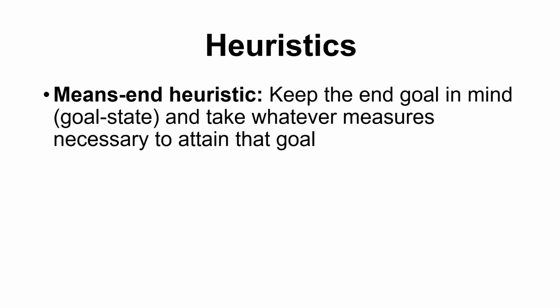And we can have different kinds of heuristics. So we could talk about a means end heuristic, which is where you're trying to keep the end goal in mind. So that goal state where we've solved the problem is our primary focus. And when we're using a means end heuristic, we will take whatever measures necessary to try and attain that goal. But the problem here is if we're so driven and focused on that end state, we might sort of not take into consideration any possible steps that remove us or pull us further back from obtaining that goal.